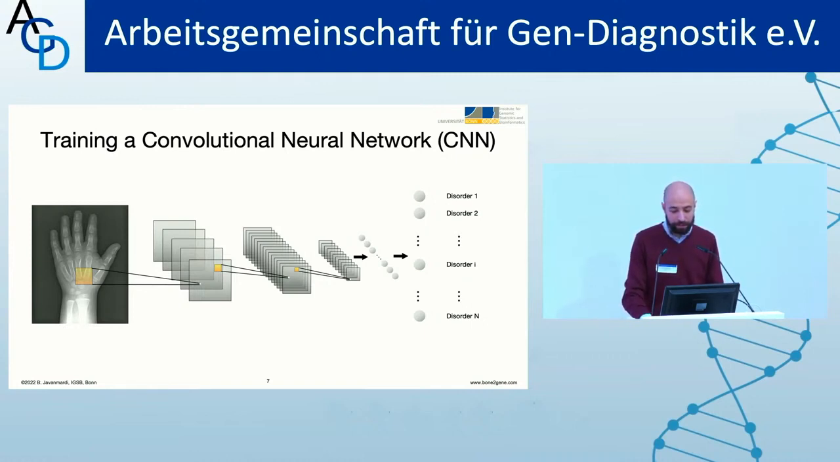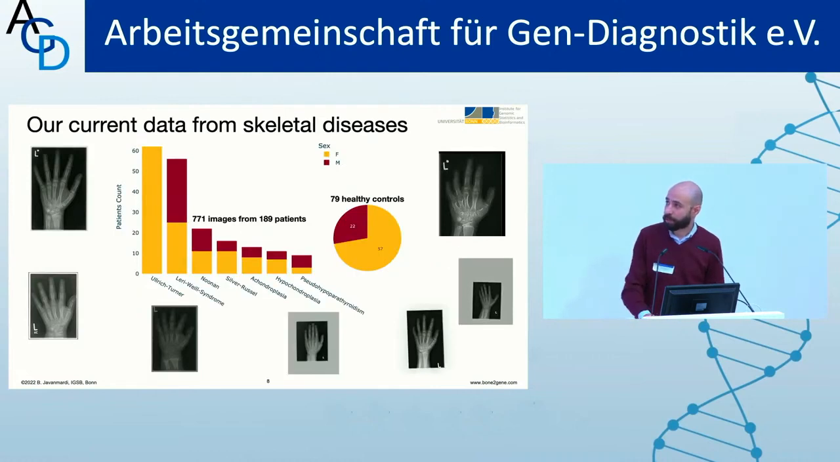However, training a CNN, a convolutional neural network, needs a large amount of data. So far, for our project, we have collected around 1,000 X-rays, but exactly 771 images with molecularly confirmed rare bone diseases that I list here. This distribution also shows the different numbers for different diseases, and also based on sex, male and female.